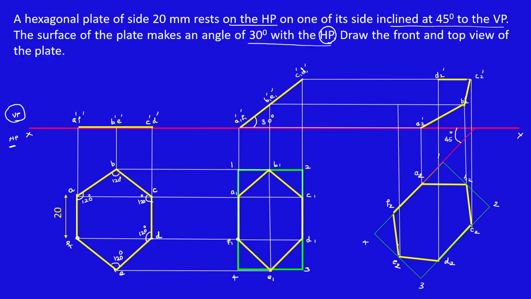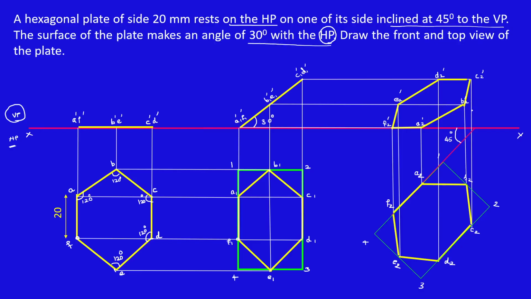Now extend E2, then extend E1. Both will cut at this point. This is my E2 dash. So now I got D2 dash and E2 dash. We can connect these points. Then here I have F2. Extend the line F2. Here I have F1. Now extend the line. Both will cut at this point. This is my F2 dash. Now I can connect E2 dash and F2 dash. So finally, this is a closing side, F2 dash and A2 dash. So this is the shape of the hexagon plane 45° inclined to the VP.